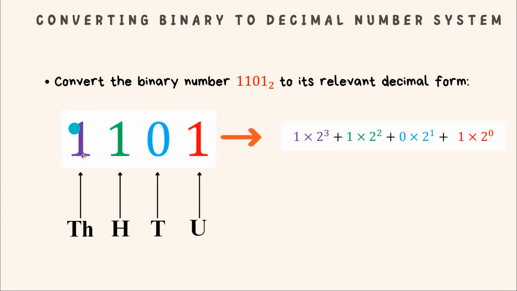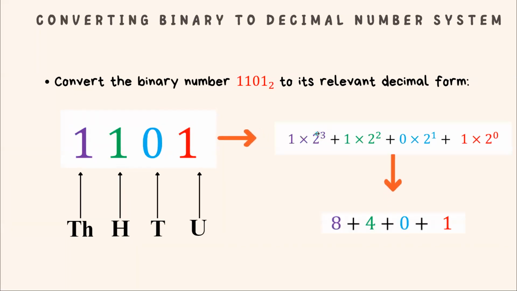Talking about this purple digit here, you would say 1 times 2 to the power 3. This 3 here represents the position of this 1. So you're starting from right to left, 0, 1, 2, 3, right? So 1 times 2 to the power 3. Then you have 1 times 2 to the power 2. Then you have 0 times 2 to the power 1. And then you have 1 times 2 to the power 0, right? So here, these digits are now the coefficients of 2 to the power 3, 2 to the power 2, 2 to the power 1, 2 to the power 0.